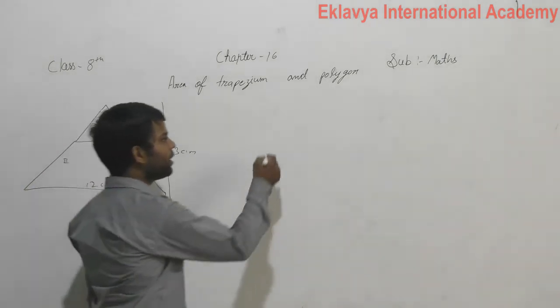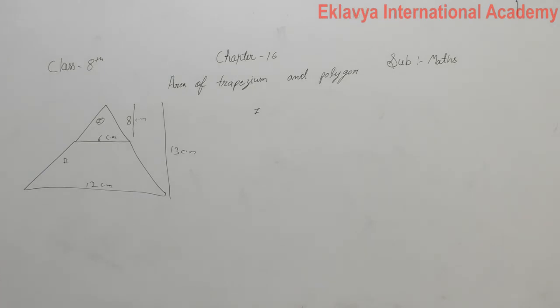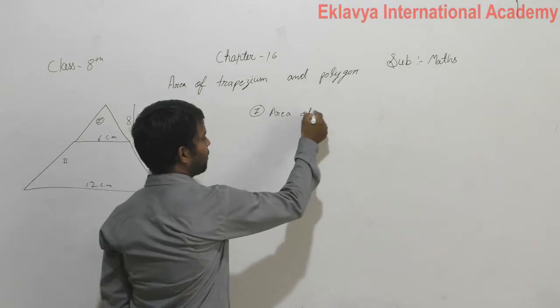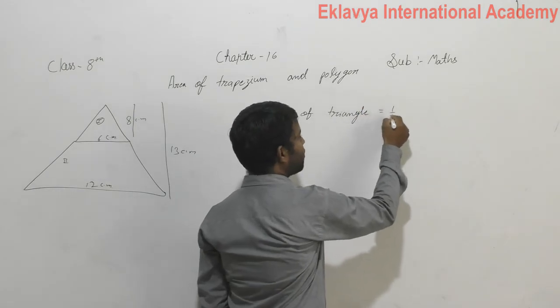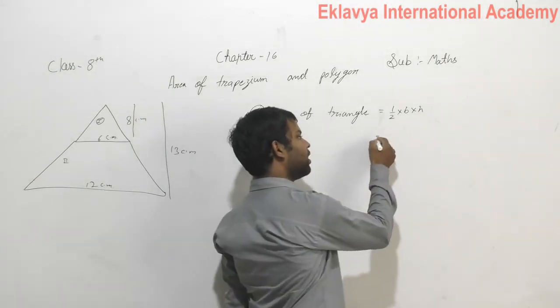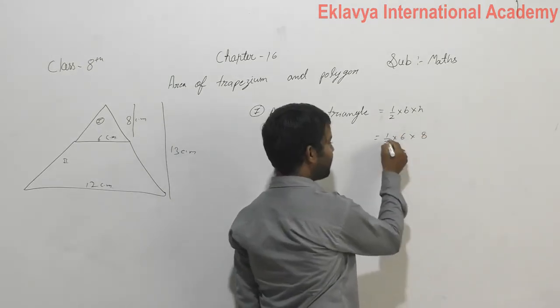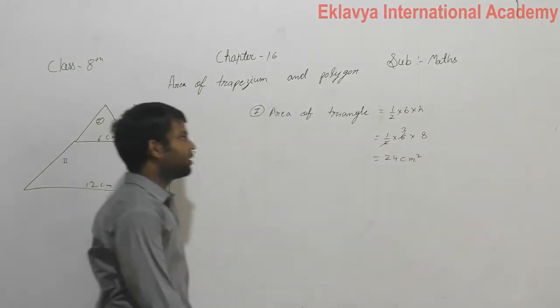So if we want to find area of the first part, the triangle, then area of triangle is equal to half multiplied by base multiplied by height. So half multiplied by base 6 and height 8 centimeter, cancel out, 8 threes are 24 centimeter square.